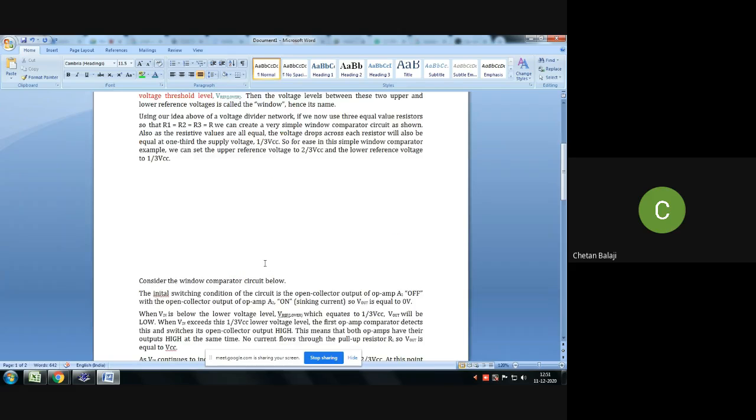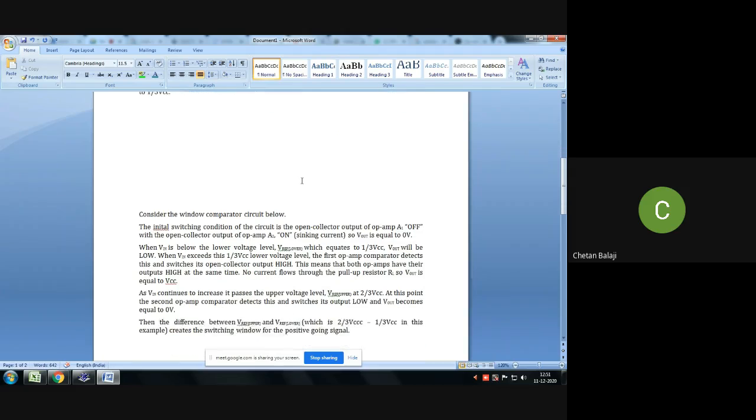Okay, fine. So I think we'll be using 4 resistors here, which are of equal values. The lower voltage is 1 by 3 VCC, obviously, because there will be 3 resistors dividing it equally. The upper is 2 by 3 VCC. Okay, fine. So now let's see the working.